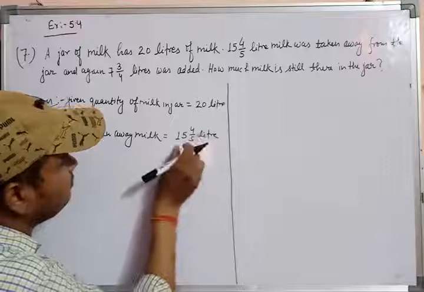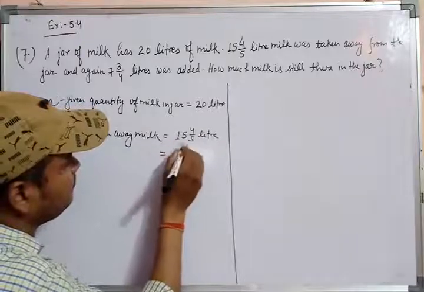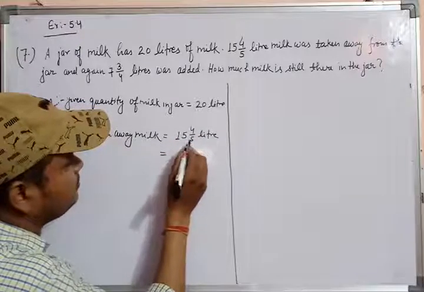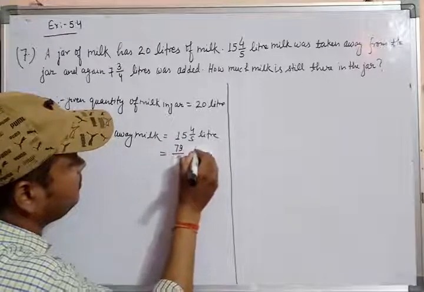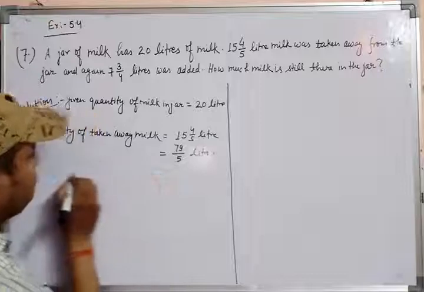Student, this is the example of mixed fractions. You have to convert into improper fraction. 15 times 5 is 75, and 4, that is 79/5 liter.